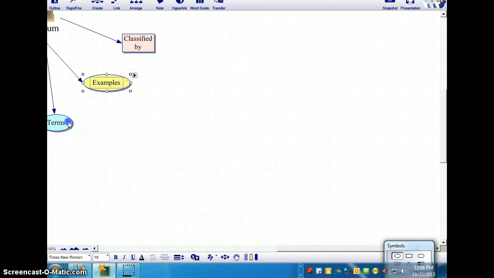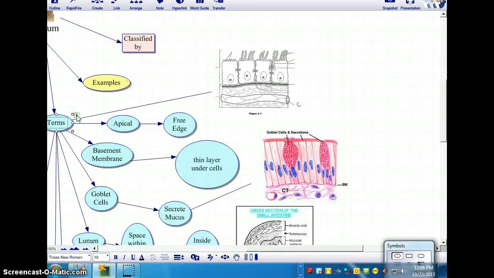The last thing that we want to look at is some terminology. And as you can see, there's a lot of terminology. The first word we'll talk about is apical. Apical means the free edge. So when I'm identifying epithelium, I'm going to look at the top layer where there's no more cells on top. Thus, this is the apical edge or free edge. The basement membrane is a layer that is between the epithelium on the top and connective tissue on the bottom. So it's this thin layer that is under the epithelial tissue.